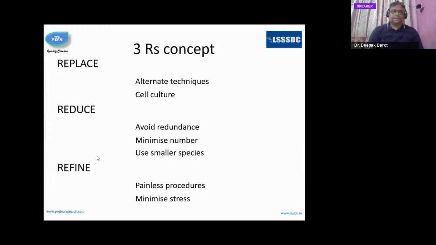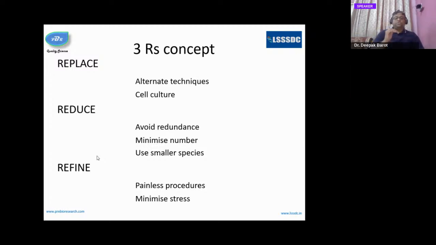So there are 3 R's. I'm sorry, this is an old slide, but now there are 4 R's. Okay? So first R, replace. As we already talked about this, covered in detail, use hepatocytes, use enterocytes, use all the cell-based models wherever possible as alternatives to animal usage. That is called replace. Reduce, as I already mentioned, you can always reduce the number of animals, right? Of course, you should have a sufficient number of animals where statistically significant data can be generated out of it, but indiscriminate usage definitely can be avoided. Use smaller species. So this is reduce.